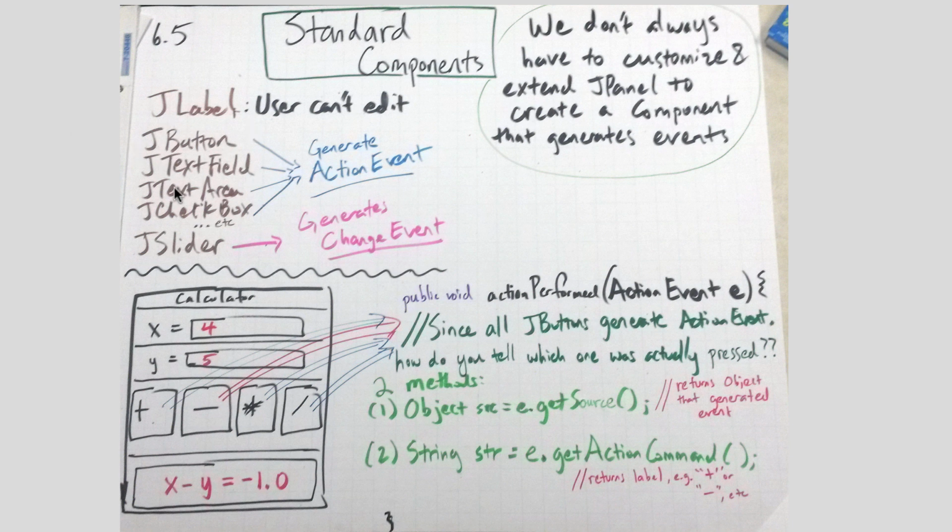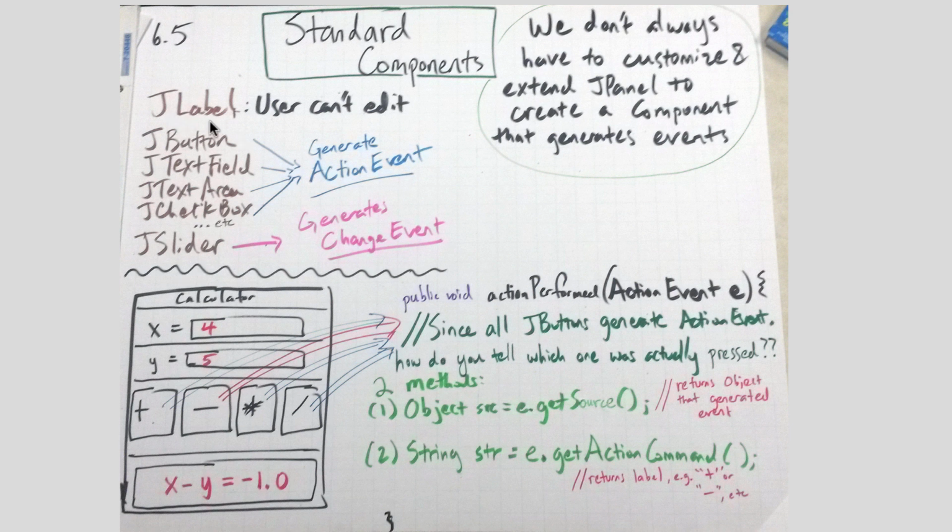Labels, buttons, text fields, text areas, checkboxes, sliders. They're all very similar. These are standard components, and a JPanel is also a component, by the way. But we've been customizing that, right? Every time we say public void paintComponent, that is overriding and creating a custom JPanel. Oftentimes we don't have to do that, not even for JPanel. But we're just going to go through some of their capabilities and what they look like.